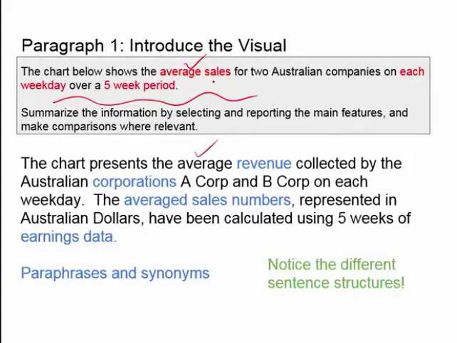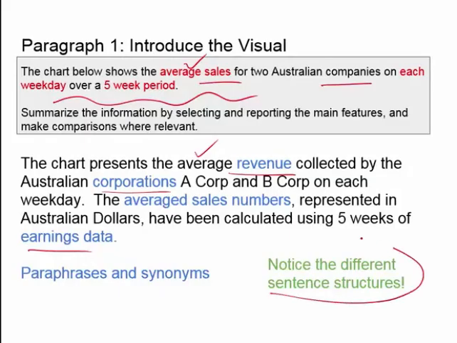But instead of saying sales, we say revenue. Instead of saying companies, we say corporations. Okay, averaged sales numbers is a different way of saying average sales. Earnings data, another way of describing what these companies earned. Okay, all of these things are new ways of saying the information that was presented in the directions.